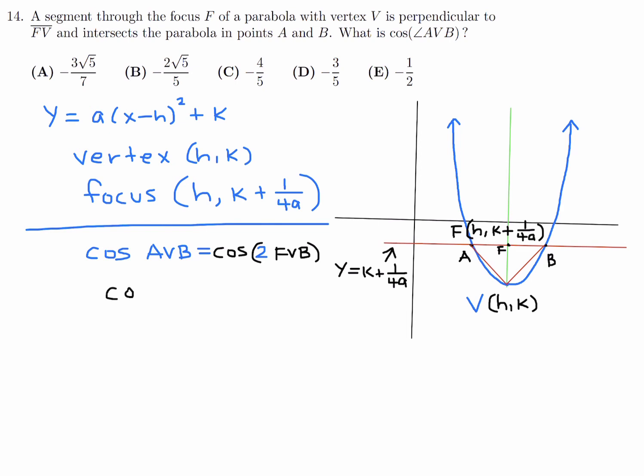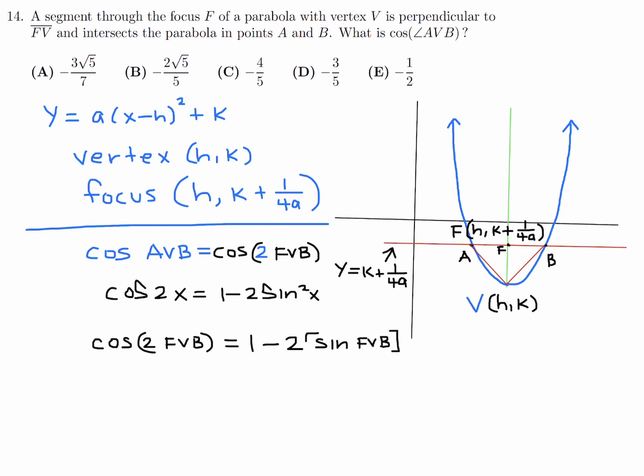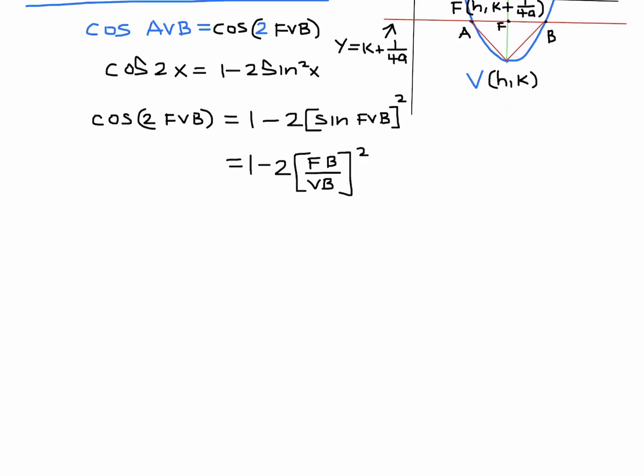Now, if you remember the cos of a double angle identity, it's 1 minus 2 sine squared x, right? So if we implement that rule here, cos of 2FVB is equal to 1 minus 2 times the sine of FVB all squared. All right? And the sine of FVB, if this is FVB, the sine of that is opposite over hypotenuse. So it's FB over the hypotenuse, which is VB. And don't forget to square that. All right? So let's move forward with doing that.